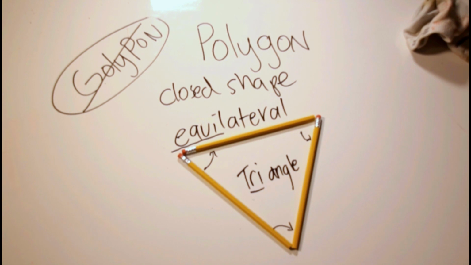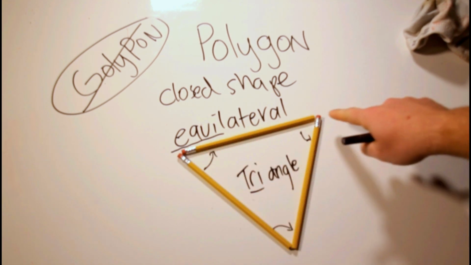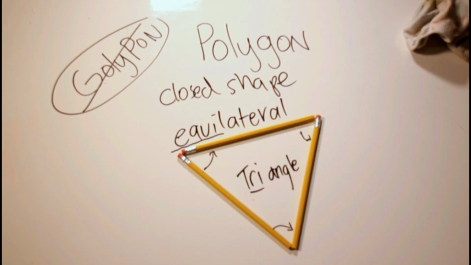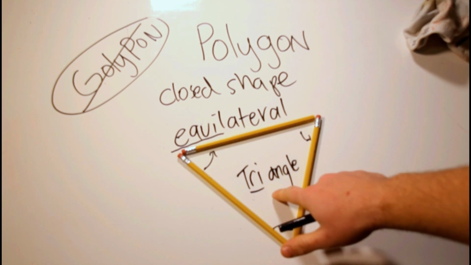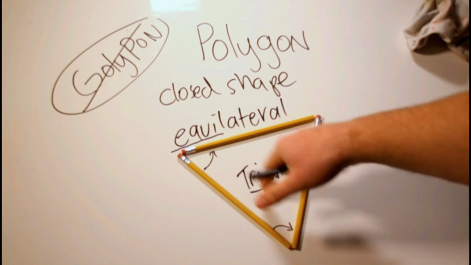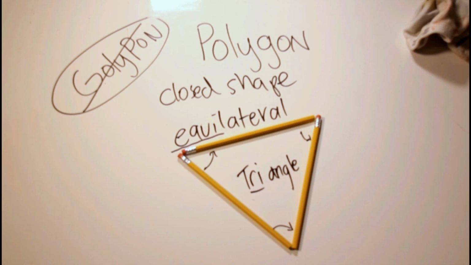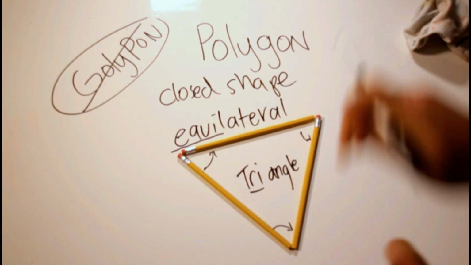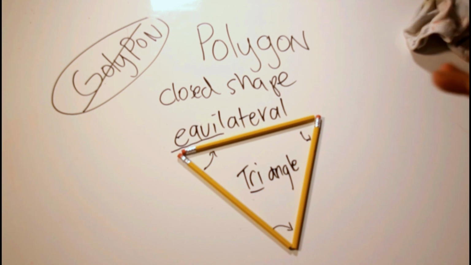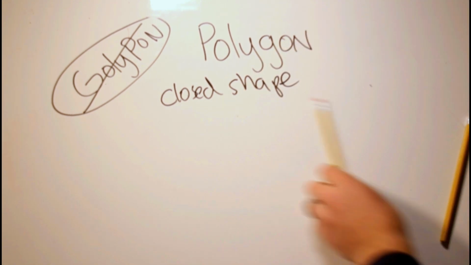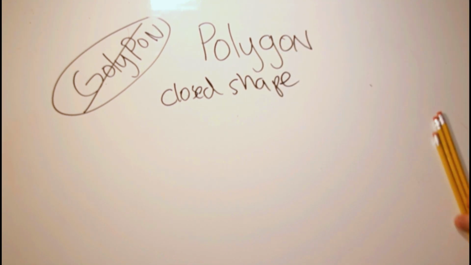Equilateral. A lateral is a line. So equal lines. So all these lines are the same length. We also would say this is an equilateral triangle because all the angles are the same. All right, so this is one type of triangle, but let's show a couple others. So let's try one more.